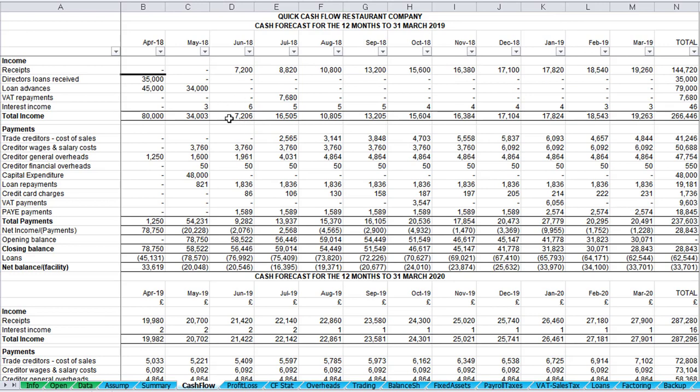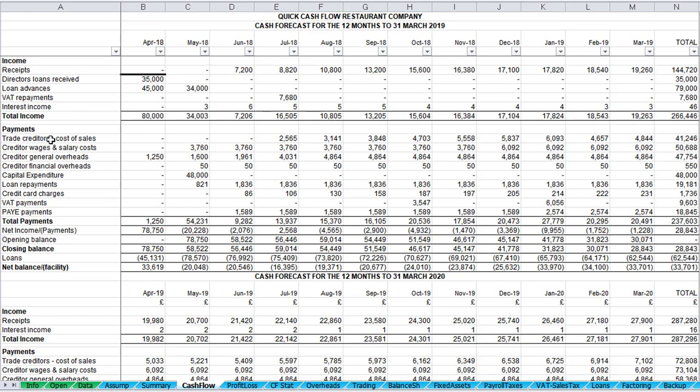So what this will show you is you've got your receipts, which are monies in from your sales, but of course these include VAT. You've got your director's loan and your loan advances coming in here. The first VAT entry is a VAT repayment, that's calculated automatically, and then interest income because you've got money in the bank based upon the rate you put in there.